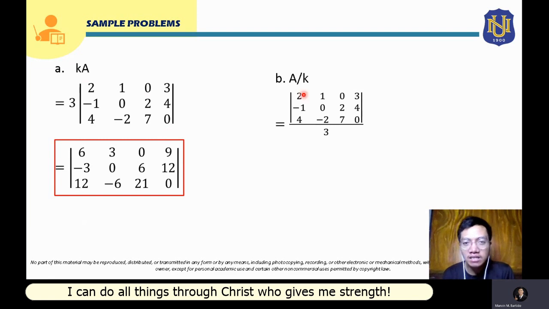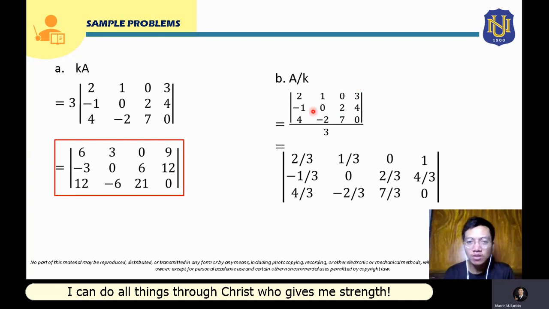Now, for letter B, this is A over K. So we will divide our matrix A by the scalar quantity 3. What we're going to do is divide every element of our matrix A by 3. So this will be 2 over 3, 1 over 3, 0 over 3, 3 over 3, negative 1 over 3, and so on.